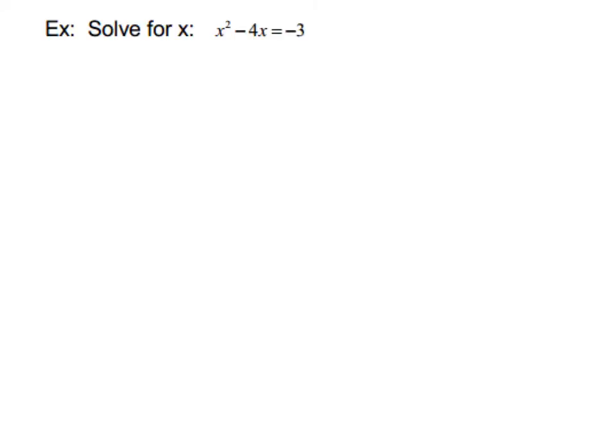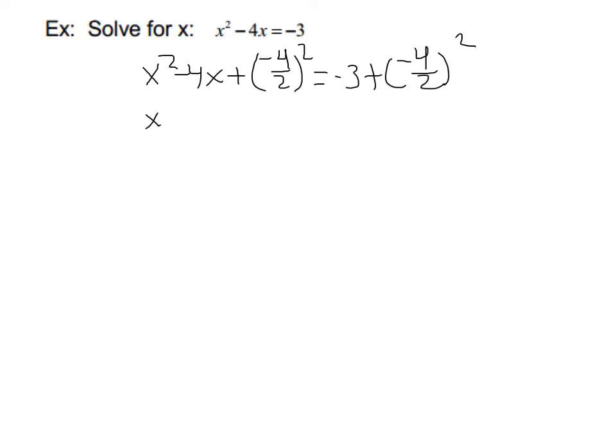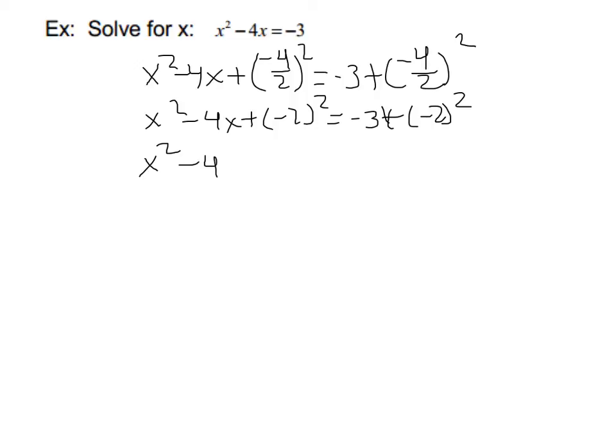So what I do, x squared minus 4x plus negative 4 divided by 2 squared equals negative 3 plus negative 4 divided by 2 squared. So this is x squared minus 4x plus negative 2 squared equals negative 3 plus negative 2 squared. So I have x squared minus 4x plus 4 equals negative 3 plus 4. Then this would be x minus 2 squared equals 1.